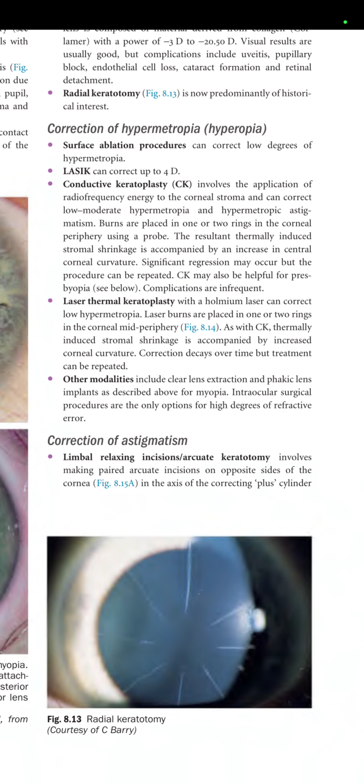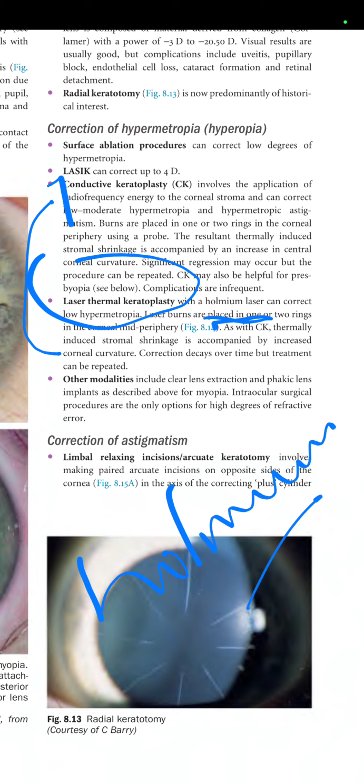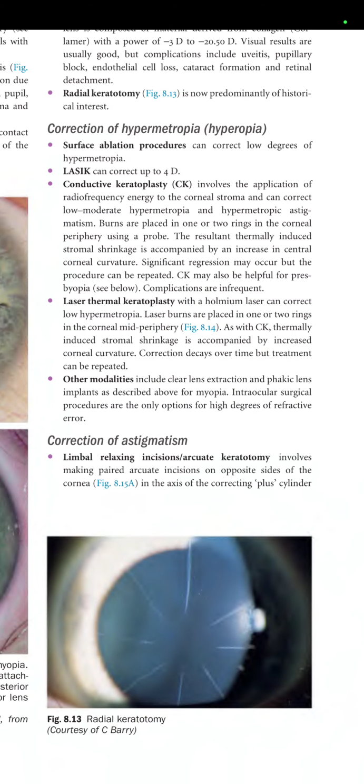Laser thermal keratoplasty with a holmium laser can correct low hypermetropia. Laser burns are placed in 1 or 2 rings in the corneal mid periphery. As with conductive keratoplasty, thermally induced stromal shrinkage is accompanied by increased corneal curvature. Correction decays over time, but treatment can be repeated. So it is the same laser thermal keratoplasty. It's the same as conductive keratoplasty, but in this case it is a holmium laser that is used to place the burns.